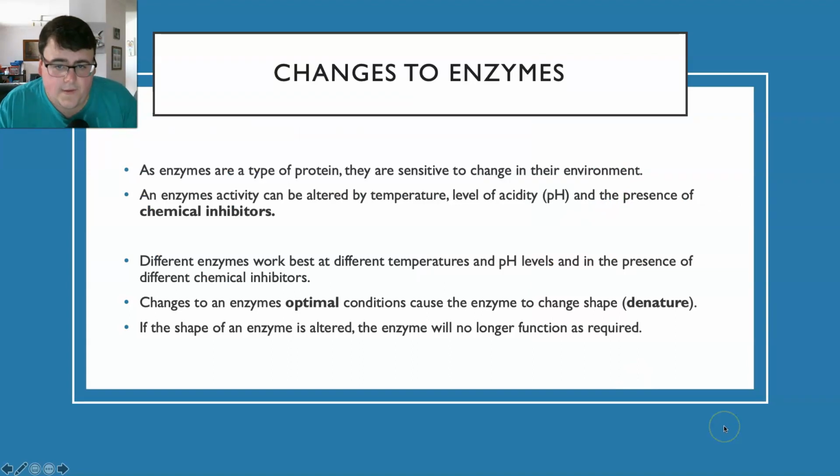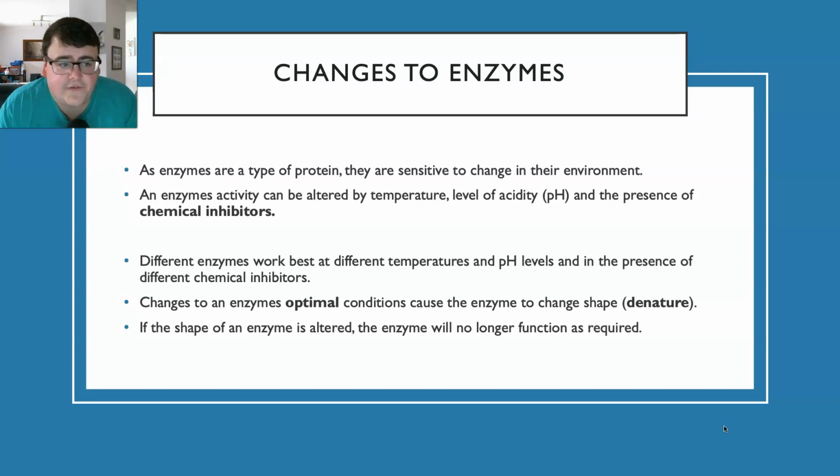That doesn't mean that enzymes can't be destroyed. Like proteins, because they are a type of protein, they're very sensitive to the change in their environment. So they can be altered by temperature, how acidic it is in the environment, so the pH level, as well as if there's a chemical inhibitor, which we'll talk about in the next few slides.